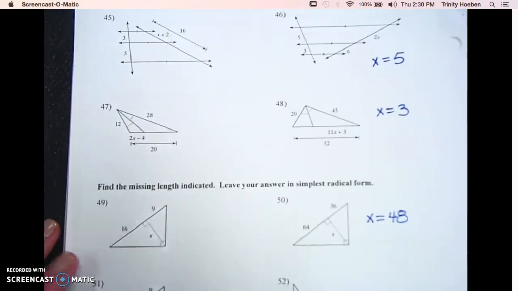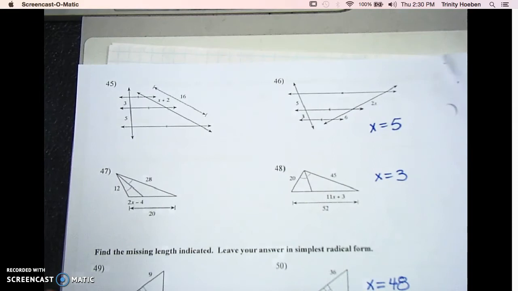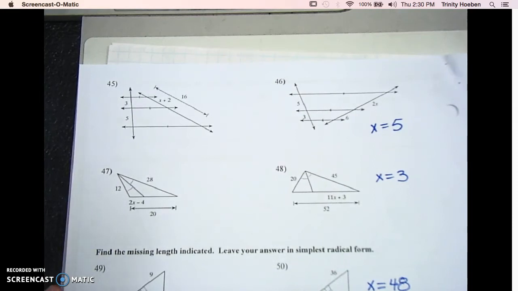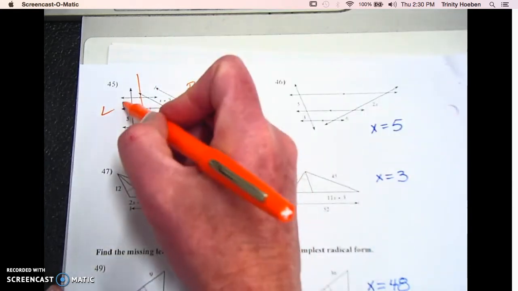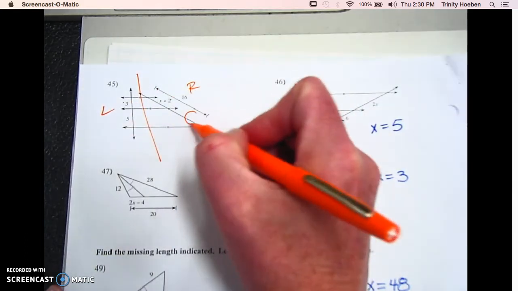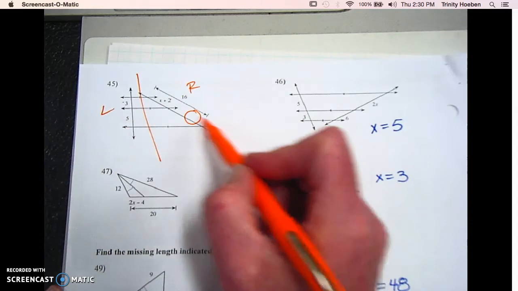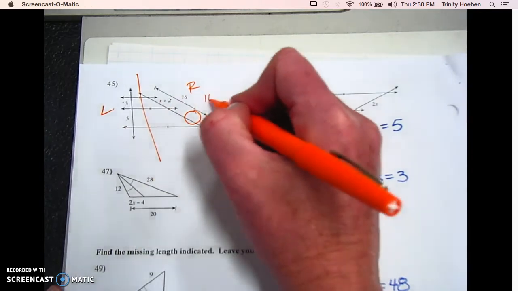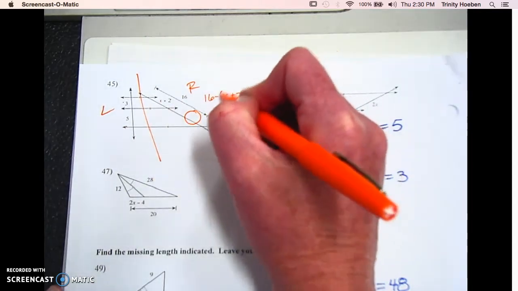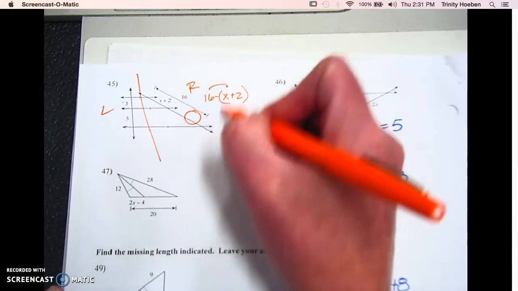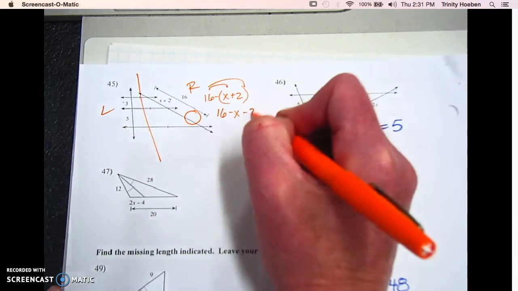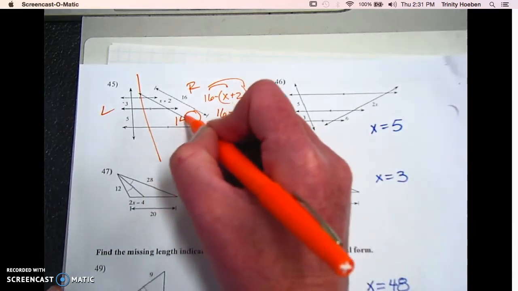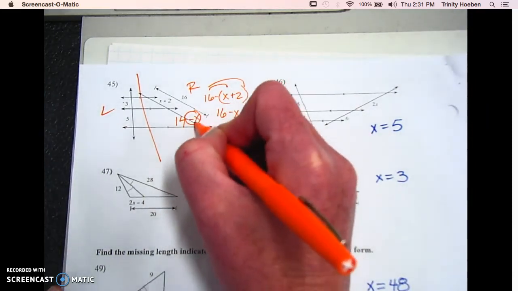So up at the top, same directions. We're solving for x. So we want to split that in half. We've got our left side and our right side, our top and our bottom. So we have the whole thing of 16 minus the x plus 2, and we need to distribute there. So we're going to have 16 minus x minus 2, which is 14 minus x.